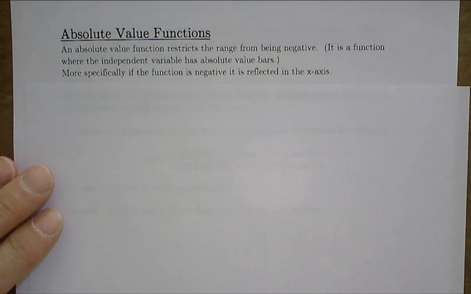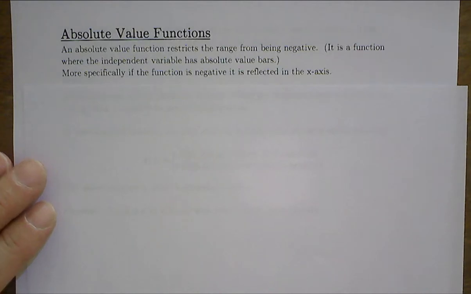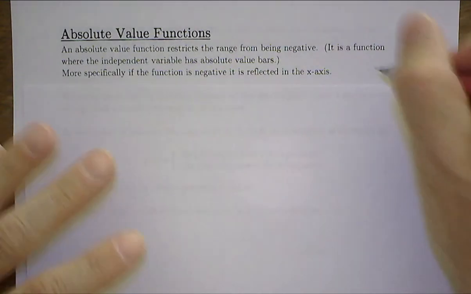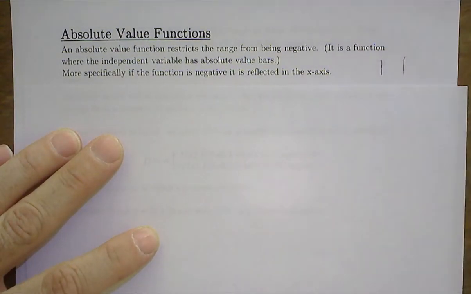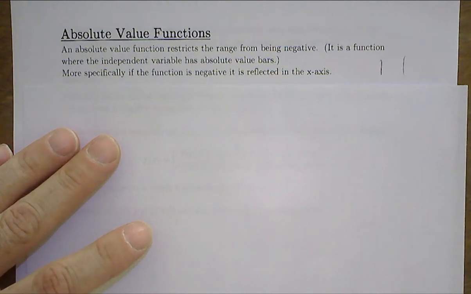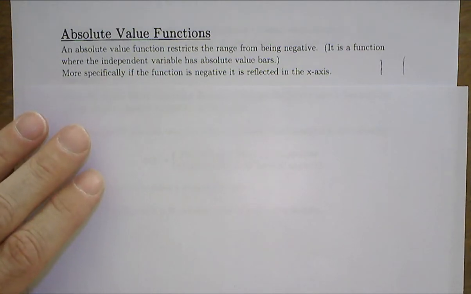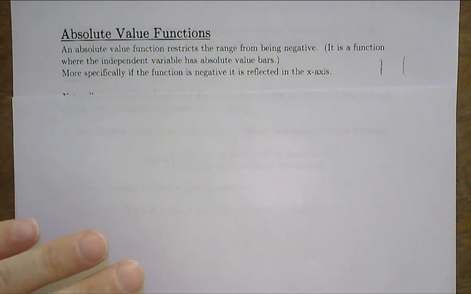The absolute value of a function restricts the range, the y values, from being negative. It is a function where the independent variable has absolute value bars around it. And you'll probably see it quite a bit. So it's these big strange bars around it. So that means absolute value. You may also know, or these may also appear in your science course or other topics as an indication of distance.